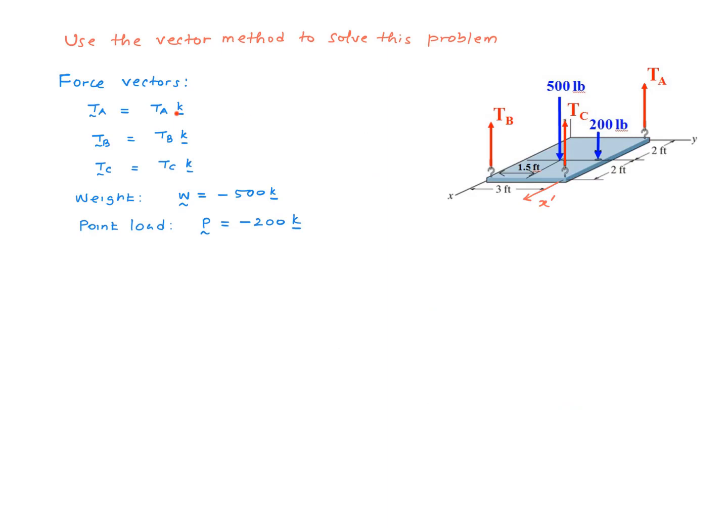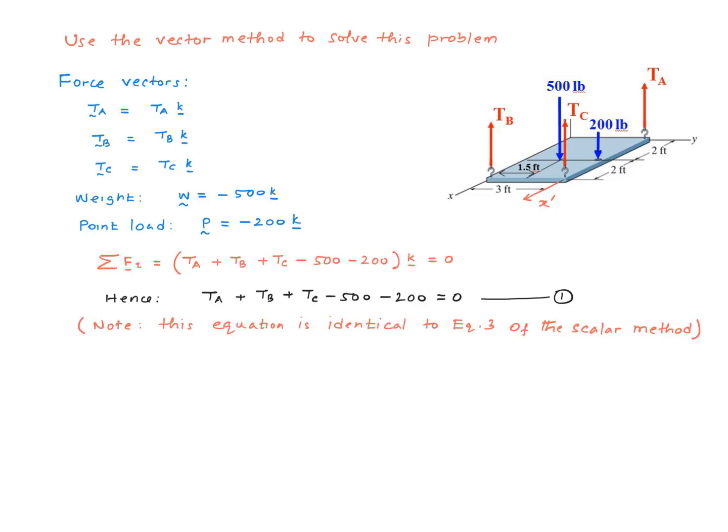So here are the vectors of each of the 5 forces. We note that each of the 5 forces has only one component, which is the component in the z direction. So to find the force vectors, all we have to do is take the magnitude of each of these forces, which are TA, TB, TC, 500 and 200, and multiply them with the unit vectors in the z direction. So it will be k for that, k for that, k for that, but minus k and minus k for these two, because they are acting in the direction opposite to the positive z-axis.